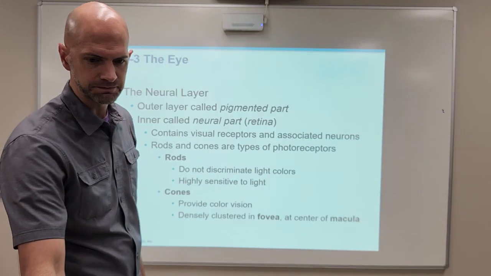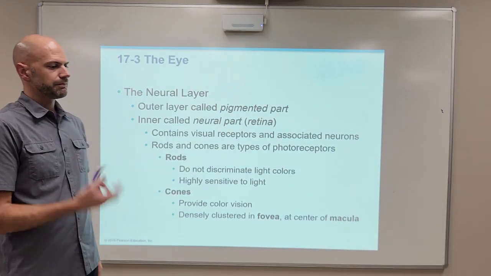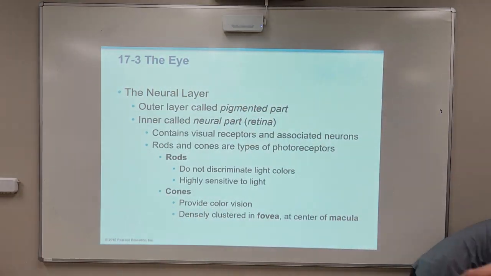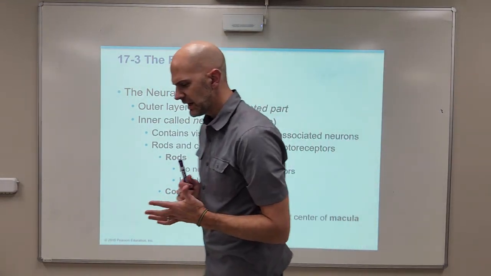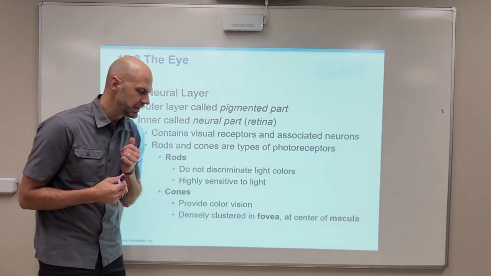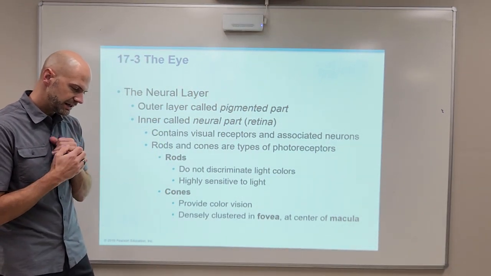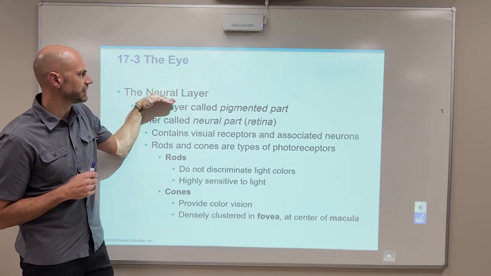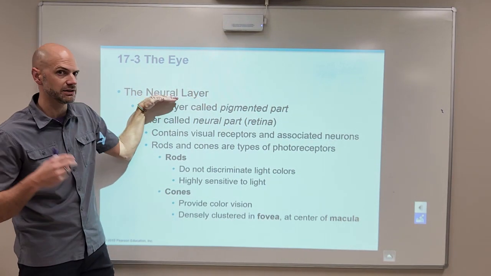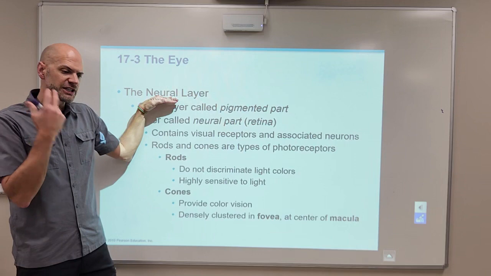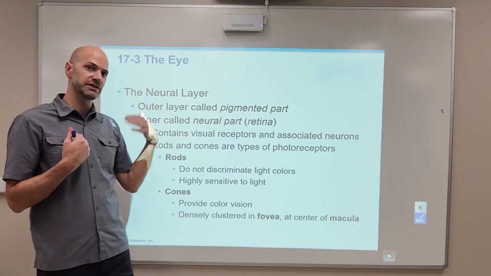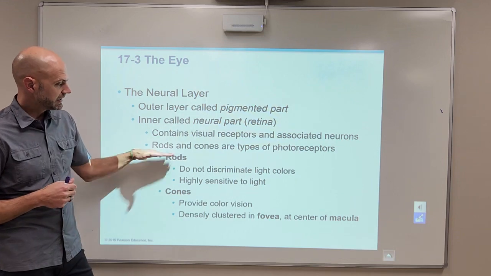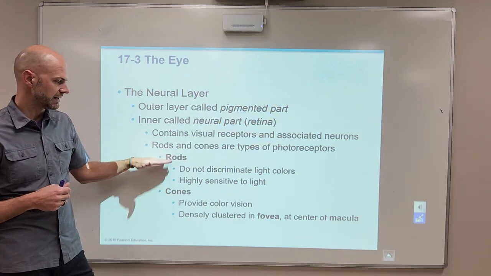shining the light. All right, so we talked about the fibrous layer. Whoops, sorry. Fibrous layer is the sclera and the cornea. The next layer is the choroid, or the vascular layer. The innermost layer is called the neural layer because it contains neurons. Okay? Special types of neurons, the rods and the cones, are the receptor neurons there. And we're going to get into more detail about the rods and the cones.